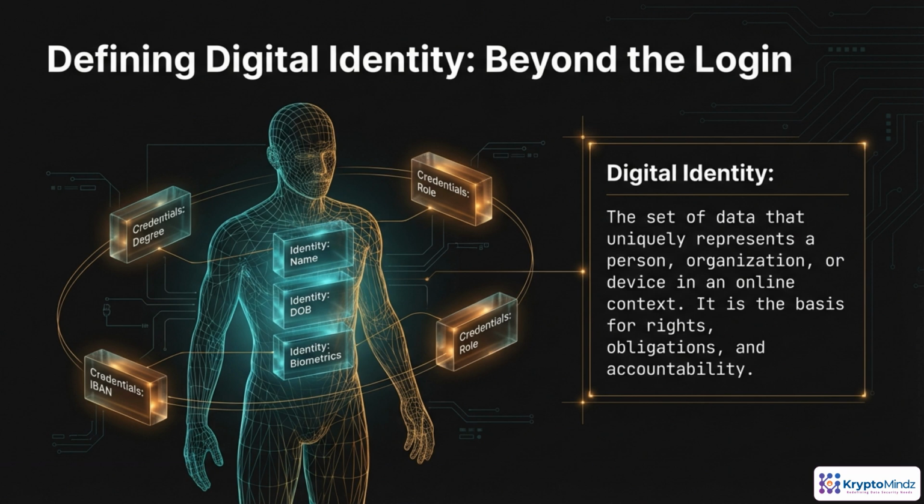Under eIDAS 2.0, digital identity means much more than a username and password. It's the full set of data that uniquely represents a person or organization online: name, date of birth, roles, credentials, accounts, even biometrics. Organizations depend on this data to decide what someone is allowed to do, to meet legal obligations, and to prove what happened later. In that sense, digital identity becomes the backbone for rights, obligations, and accountability in digital interactions.